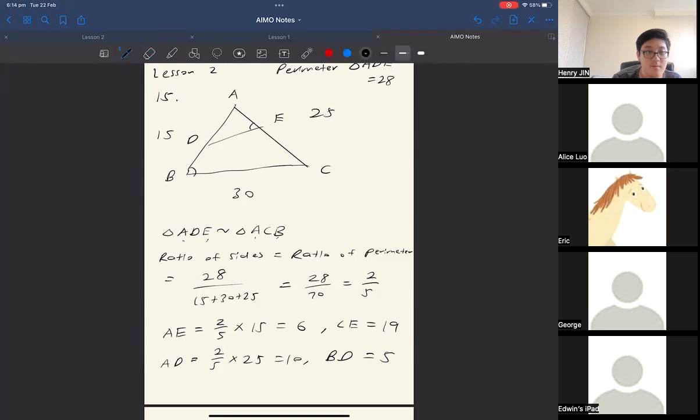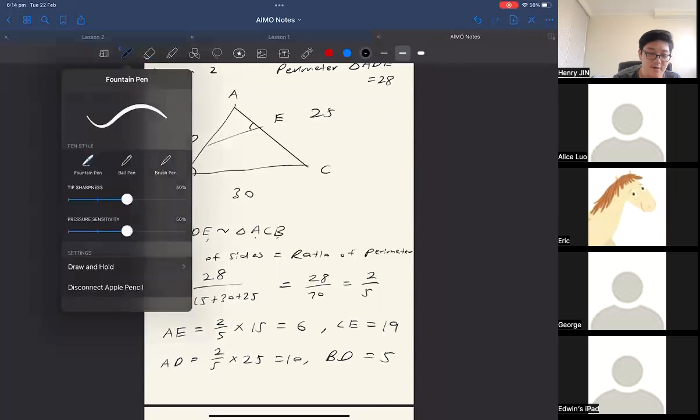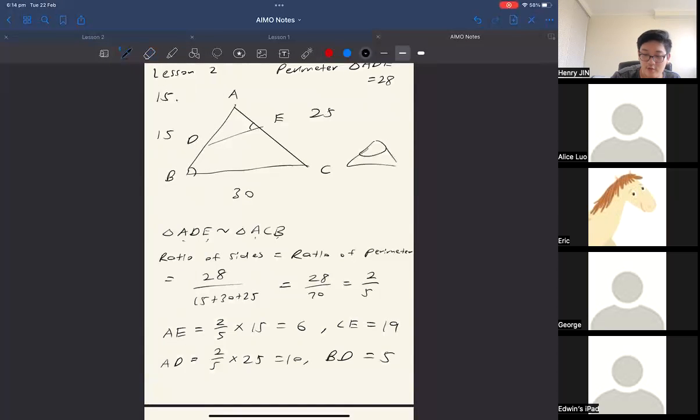Hopefully not, because the triangles are actually oppositely similar, so you have to flip things around. Okay, I'll give you guys an extra 5 seconds to write it down. Then we'll move on to the next question.